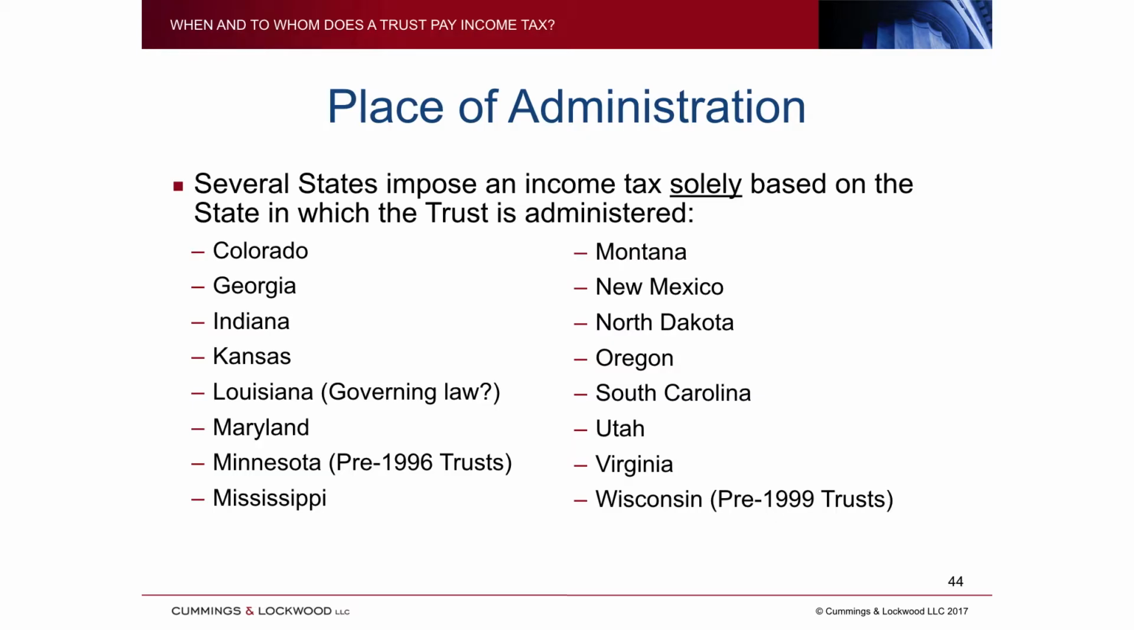The next thing would be the place of administration, and that's basically where do they prepare the tax returns, where's record keeping, where do the people who make the big decisions about the trust reside. So if they're administering a trust in one of these states, then the trust could become subject to tax in that state.